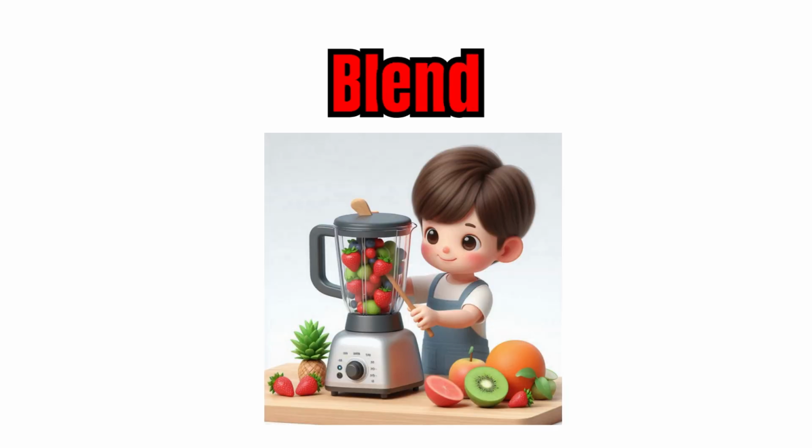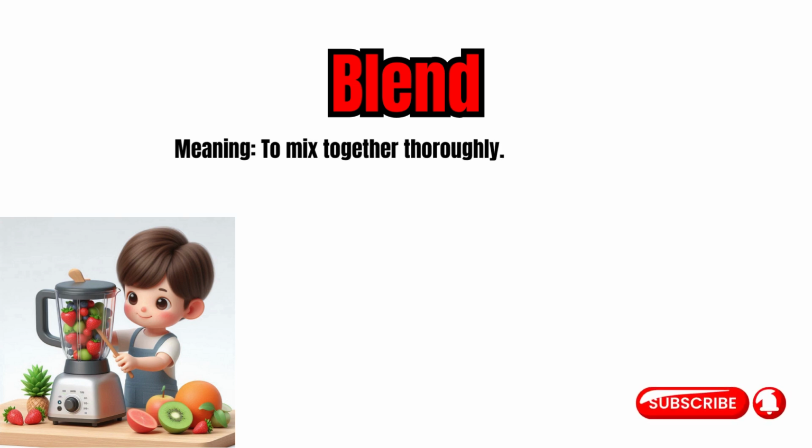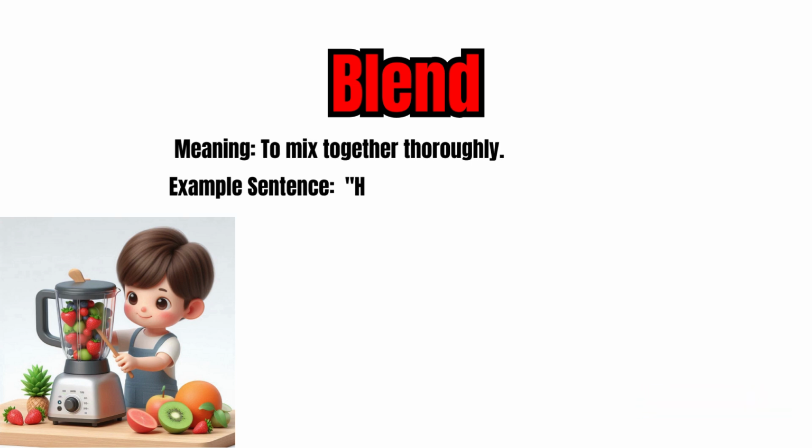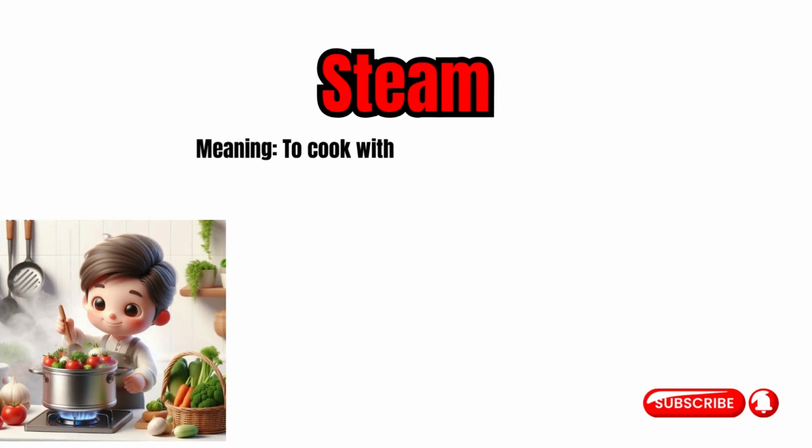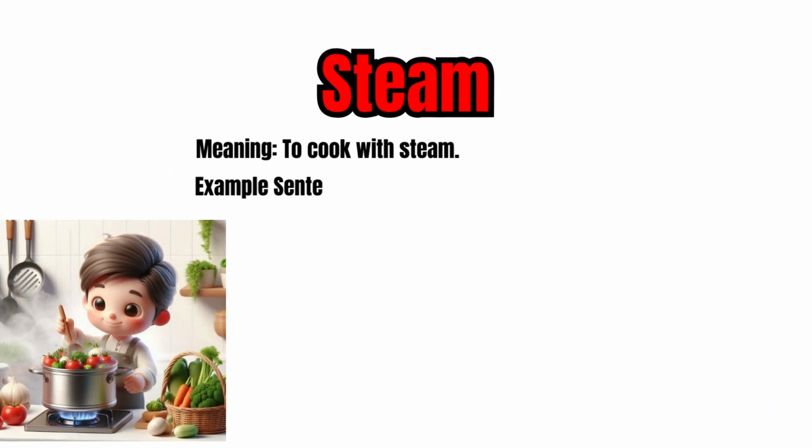Blend, meaning to mix together thoroughly. Example sentence, he blended the fruits to make a smoothie. Steam, meaning to cook with steam. Example sentence, he steamed the vegetables for a healthy meal.